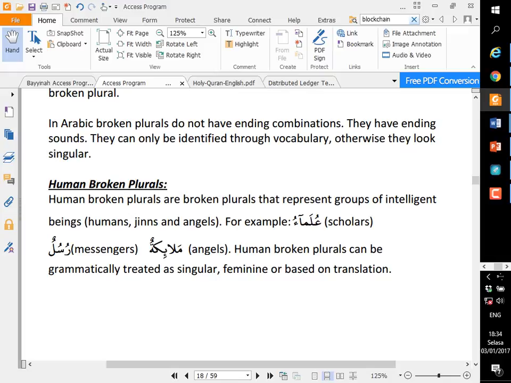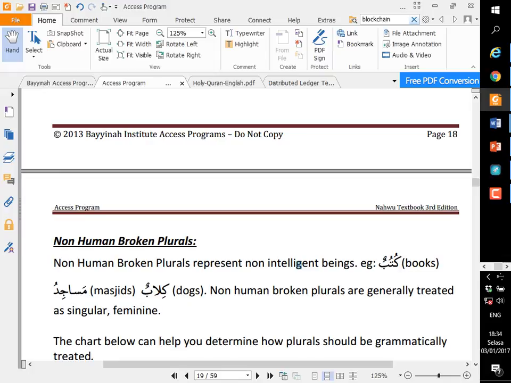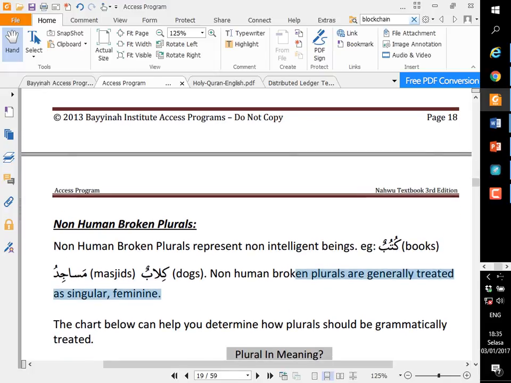The important thing in human broken plurals is that they can be treated as a singular feminine word, or based on the translation, so it depends on the word. We can treat it as she or her, singular feminine. For non-human plural, not only broken but all non-human plural, it's treated as singular feminine only. If you take a look at books, it's a broken plural, kutubun, and it's singular and feminine.